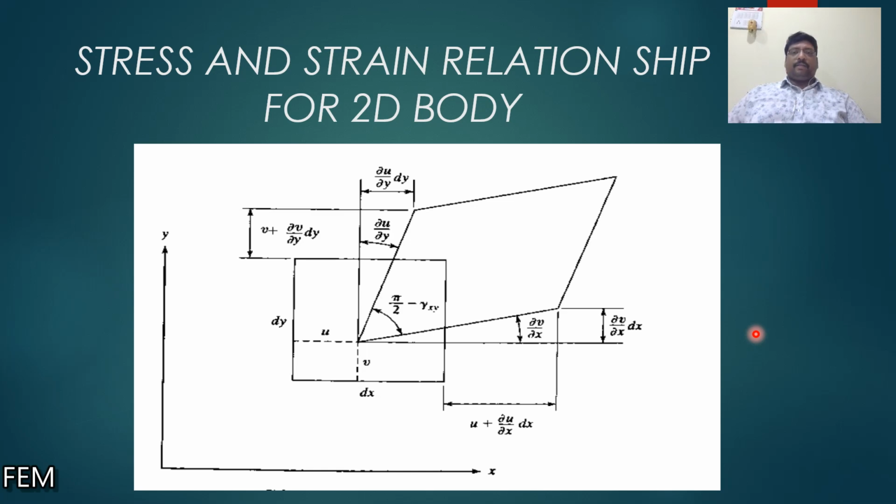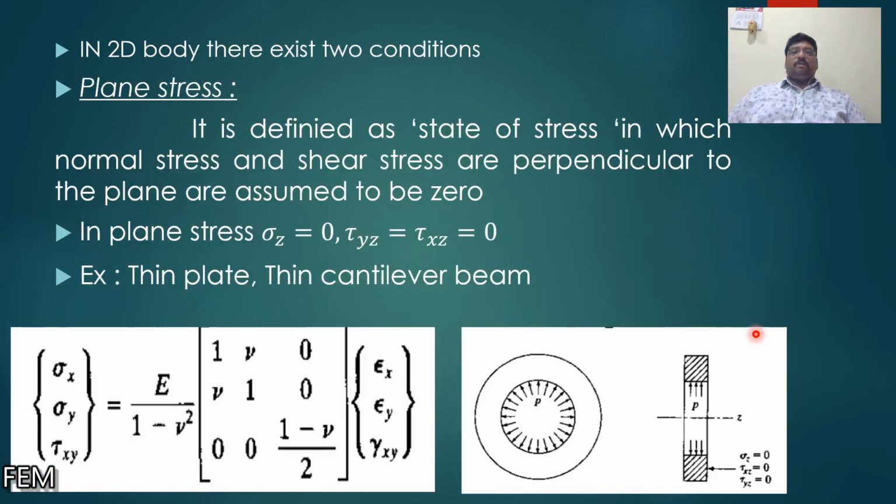Correspondingly, I can determine the stress and strain relationship for the two-dimensional body. Okay. So in a two-dimensional body, there exist two conditions. One is the plane stress condition, and the second one is the plane strain condition. Okay. See, this is the relationship matrix for the plane stress condition. Sigma x, sigma y, tau xy is equal to E by 1 minus mu square, 1 mu 0, mu 1 0, 0 0 1 minus mu by 2, into epsilon x, epsilon y, gamma xy.